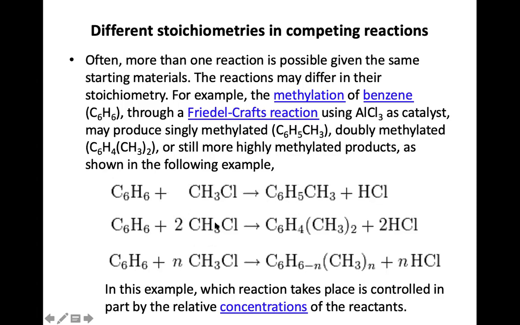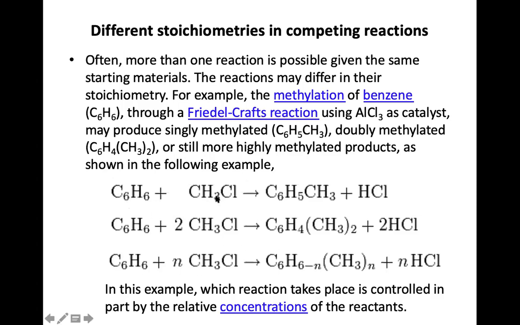But if you increase the molar ratio of methyl chloride with benzene, then you can get different products. For example, dimethyl benzene, even multimethyl benzene can be possible. So depending on the ratio of the reactants, we can see the product is different. In many chemical reactions, this takes place. This is a very, very important reaction and model reaction, the Friedel-Crafts reaction, where aluminium chloride is used as a catalyst.